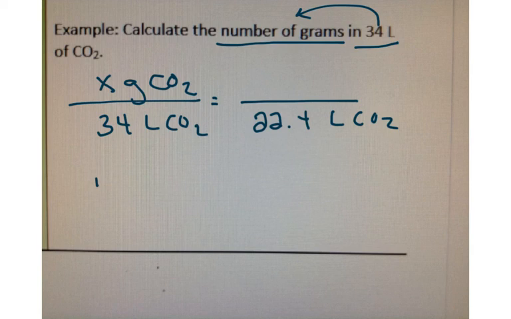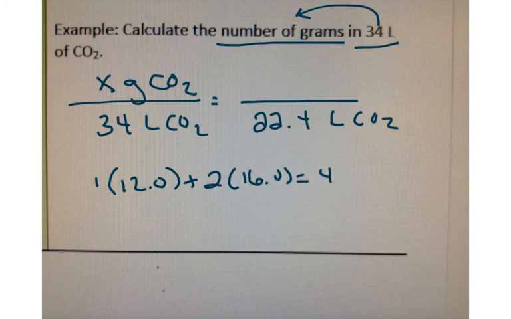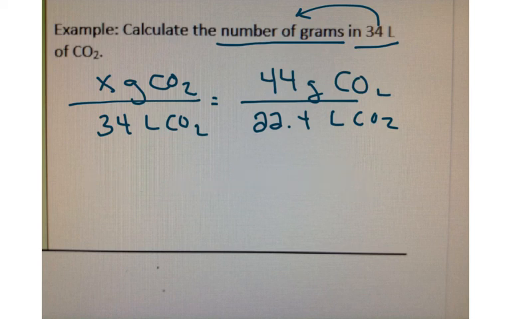So I know that one carbon has a mass of 12.0 grams, and that I have two oxygens, each with a mass of 16.0 grams. And so multiplying that out, I get 44 grams. So I know that if I have 44 grams of CO2, it would take up at STP 22.4 liters. Once again, all I'm going to have to do is cross multiply to figure out how much mass 34 liters of CO2 would have. And I get X equals 66.8 grams.